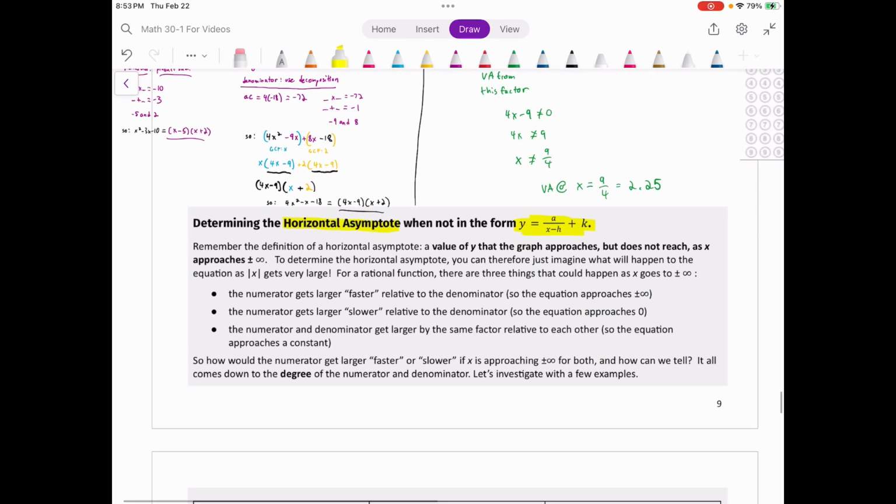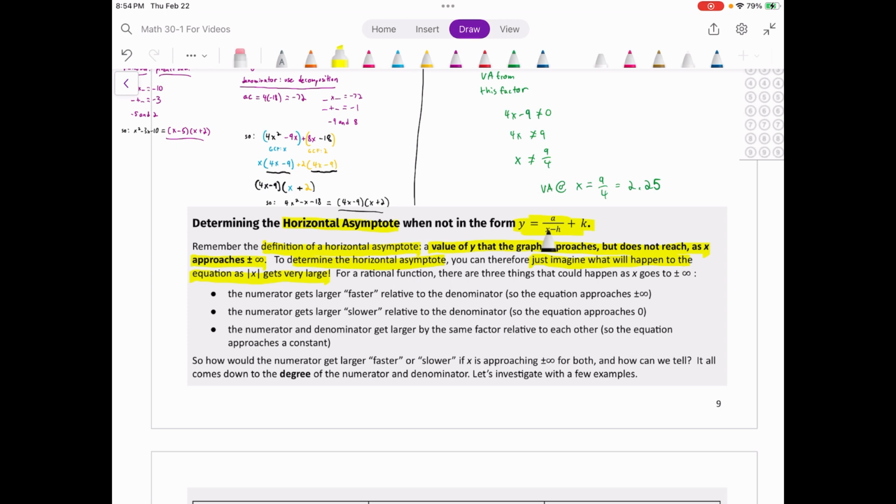But if we remember the definition of a horizontal asymptote, which is just a value of y that the graph approaches but does not reach as x approaches plus or minus infinity, then we can pretty quickly see how to find the horizontal asymptote. All we're going to do is imagine what will happen to the equation as the absolute value of x gets very large. In other words, as x goes to positive and or negative infinity, right?